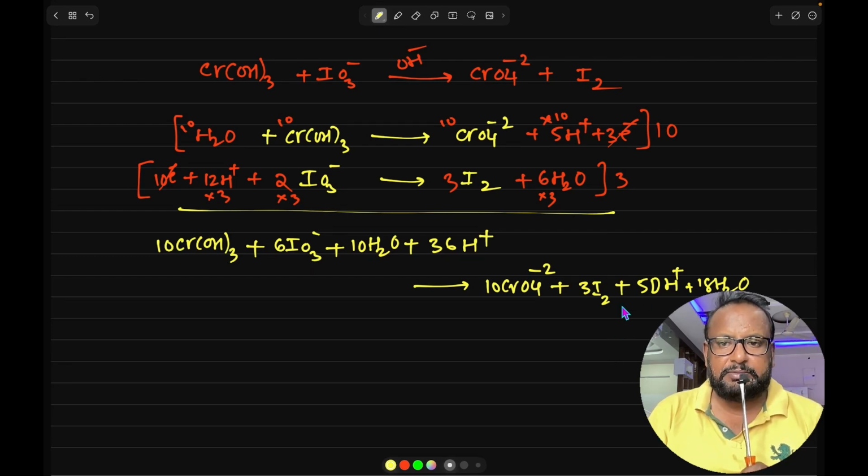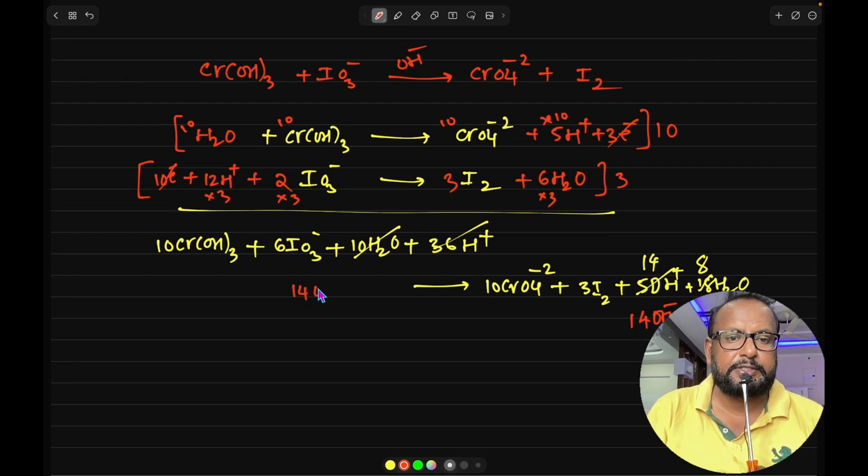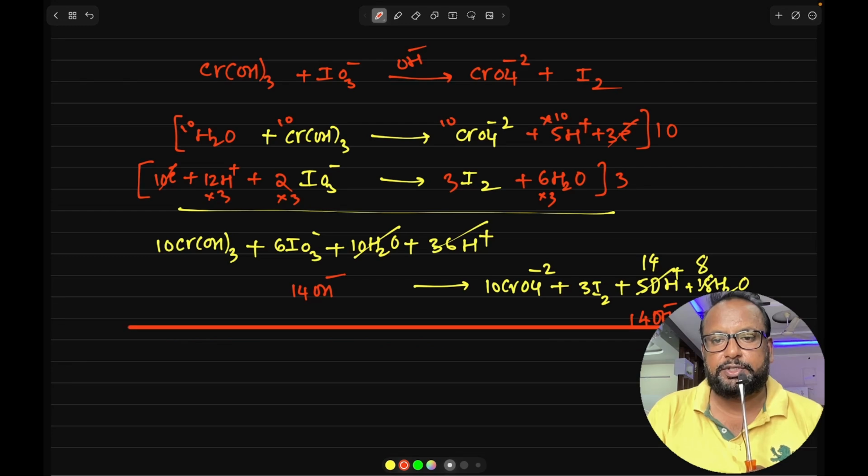We'll cancel out the common things here. I got 10 H2O here, I'll be left with 8. I have 36 H plus here, I'll be giving 14 H plus. Right, so that's what the reaction is about, but it is in a basic medium. So one thing I have to do here, I have to add 14 OH minus here, and so add 14 OH minus on the right side.